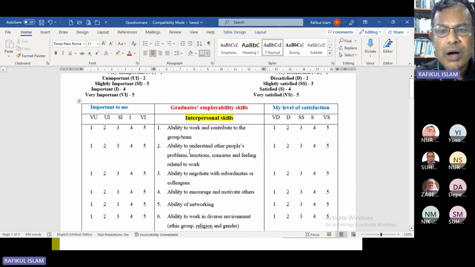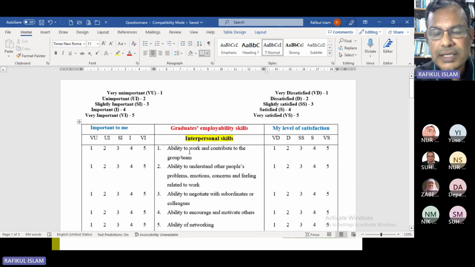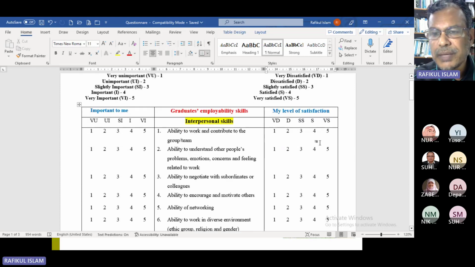All right. Now, to what extent are they satisfied? So here the scale is also the same, a 1 to 5 Likert scale, where 1 is very dissatisfied, 2 is dissatisfied, 3 is slightly satisfied, 4 is satisfied, 5 is very satisfied. There you will see that not many are circling 4 and 5, some even circling 1 and 2.